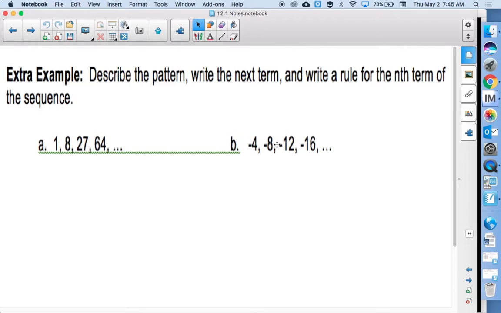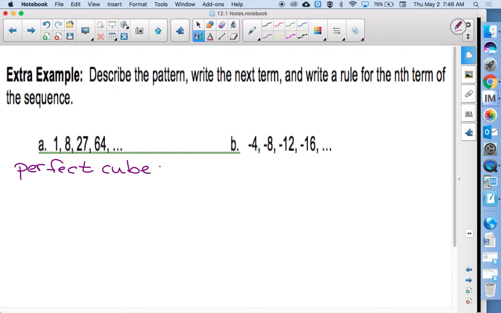1, 8, 27, 64. What kind of pattern would they have, Will? Whatever position the number is in, cube it. Yeah, so he said whatever position the number is in, we cube it. These are perfect cubes. So 1 is 1 cubed, 8 is 2 cubed, 27 is 3 cubed, 64 is 4 cubed. So the next term, Will, would be 125. So a pattern, you could say they're perfect cubes. The next term is 125.